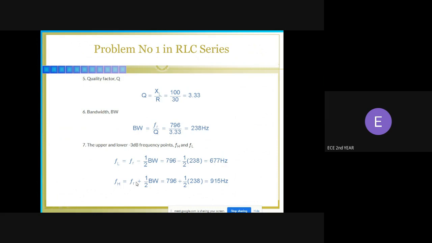For the higher cutoff frequency, FR plus 1 by 2 bandwidth, that is equal to 796 plus 1 by 2 of 232. We can get 915 hertz. So this is the lower cutoff frequency and this is the higher cutoff frequency. The resonance frequency is in between these two values, that is 796.